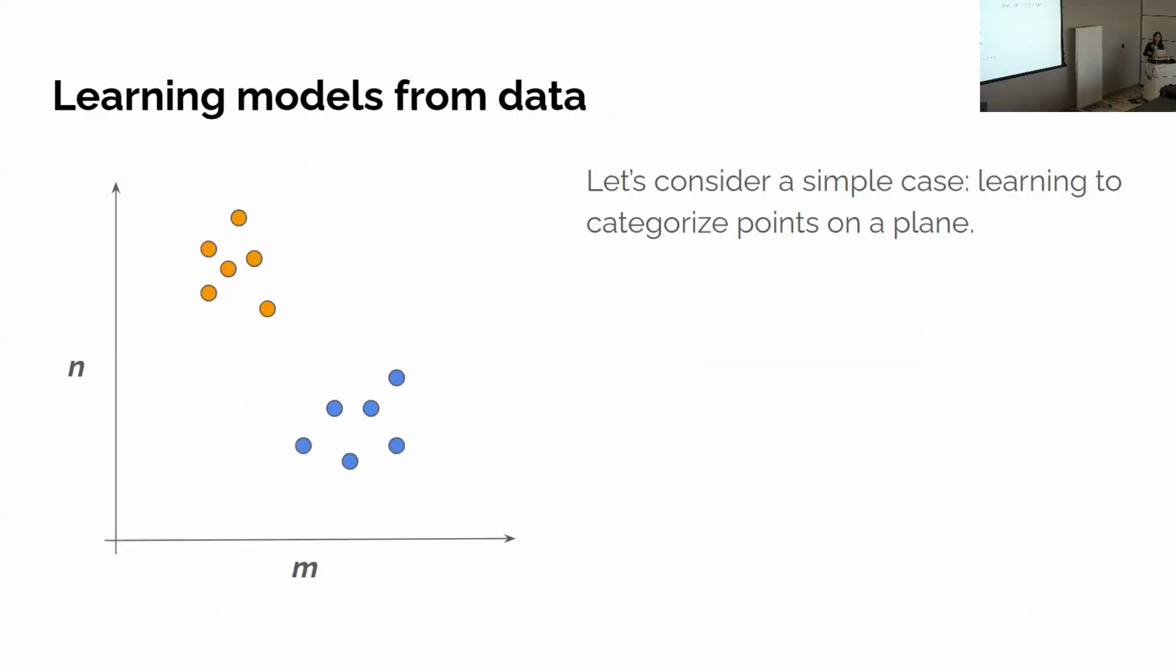Okay, so more simplification. Here, we're just going to try to model a really simple classification case, which is learning to categorize different types of points on a plane. And we're going to assume that this is the data set that we have. It's two-dimensional data. We have orange data, blue data, and we have multiple data points here, approximately 12, I would say.